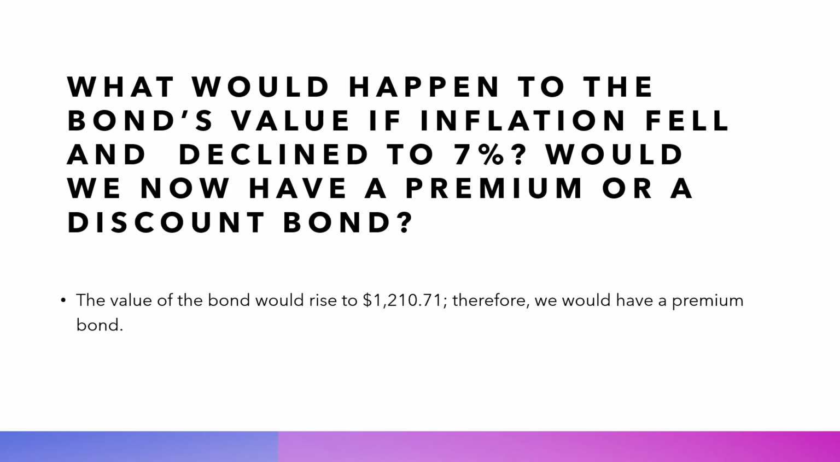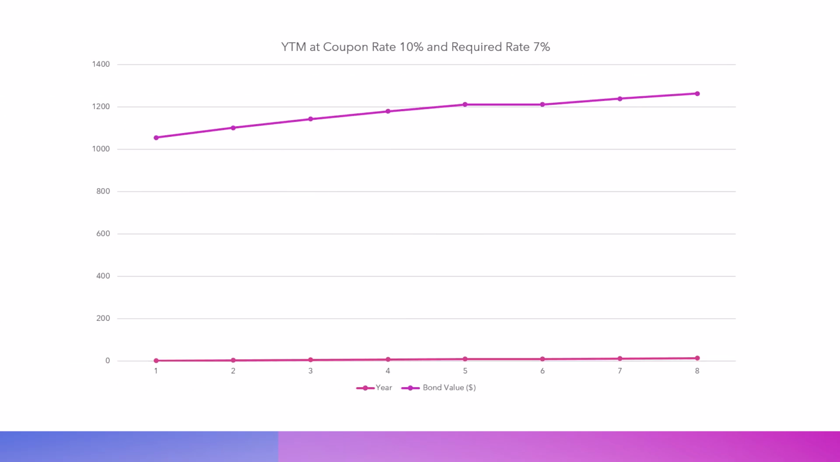What would happen to the bond value if inflation fell and declined to 7%? The value of the bond would rise to $1,210.71. Therefore, we would have a premium bond. This graph shows the value of the bond at 7% required rate.